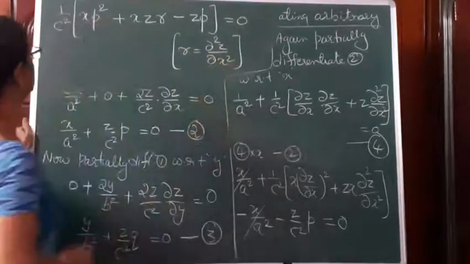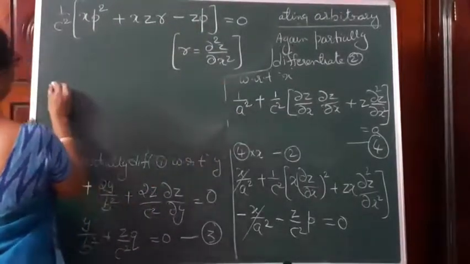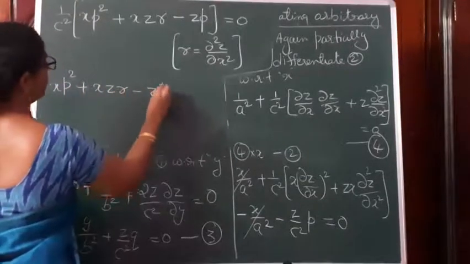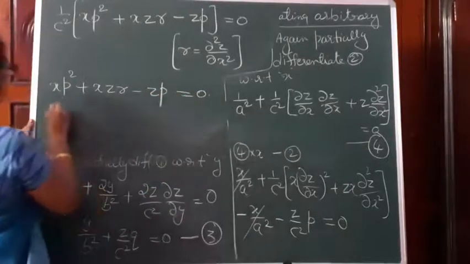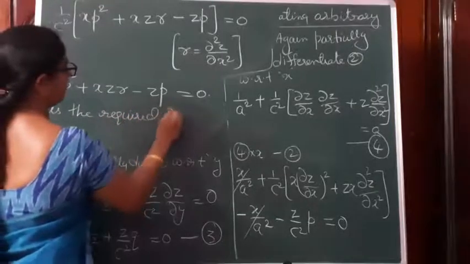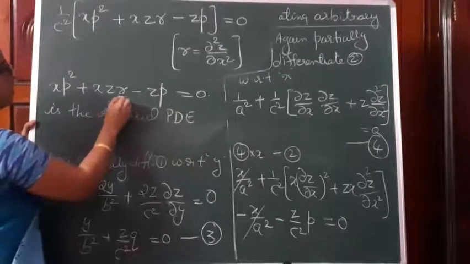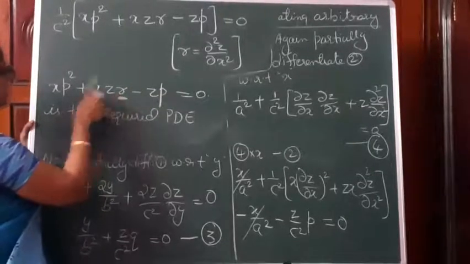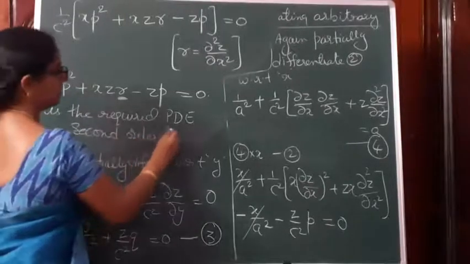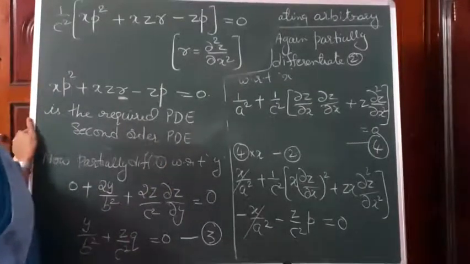Here r means dou square z by dou x square. Because right hand side is 0, we remain with the equation x into p square plus xzr minus z into p is equal to 0, which is the required partial differential equation. This is of second order because here we have r, dou square z by dou x square. So we obtain a second order PDE here because the number of arbitrary constants is more than the number of independent variables.